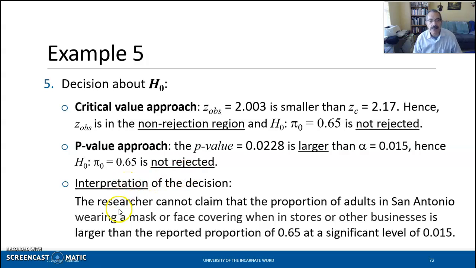So this researcher would say that the claim cannot be rejected that the proportion of adults in San Antonio wearing a mask or face covering in stores or other businesses is larger than 0.65. So we cannot say that at the given significance level. So we can say that San Antonio seems to match the national proportion of mask wearing. All right, so with this we complete 2 problems illustrating how you can test a proportion.